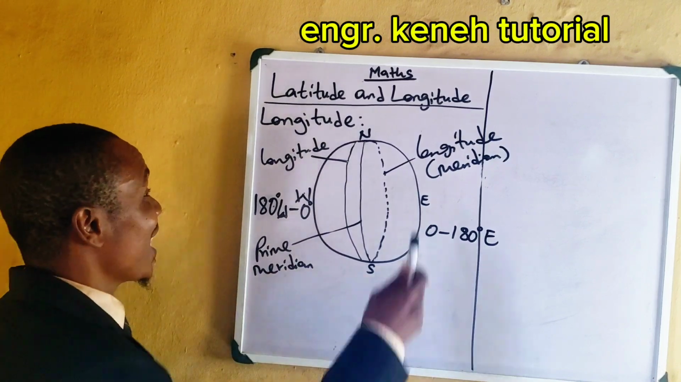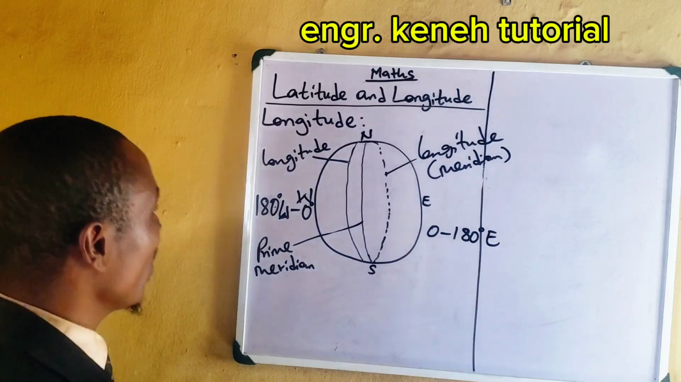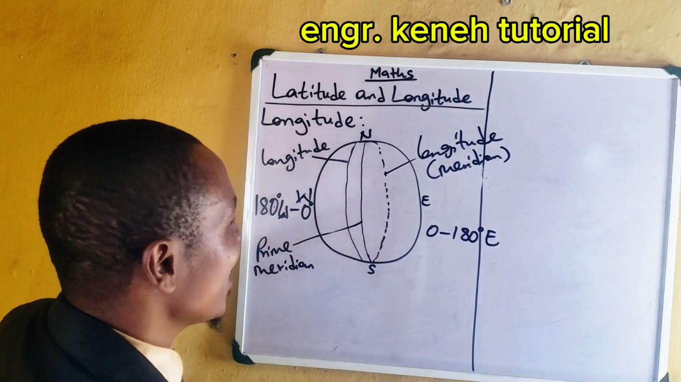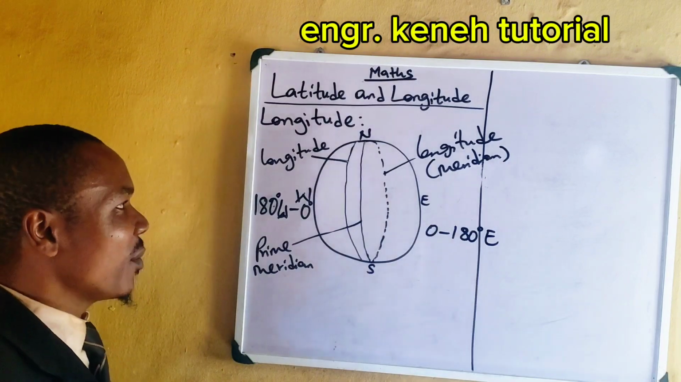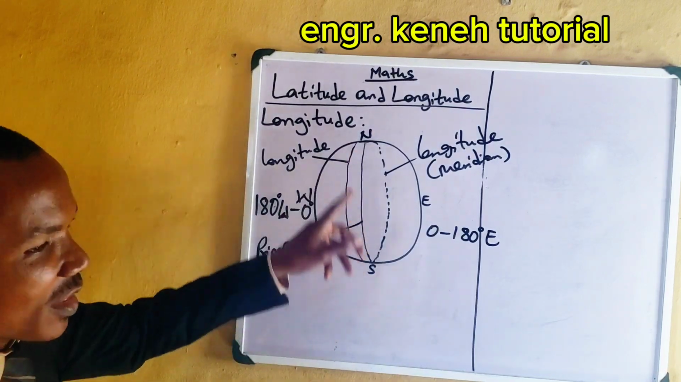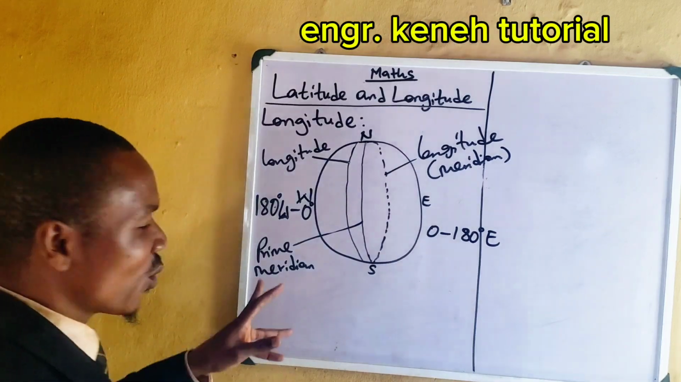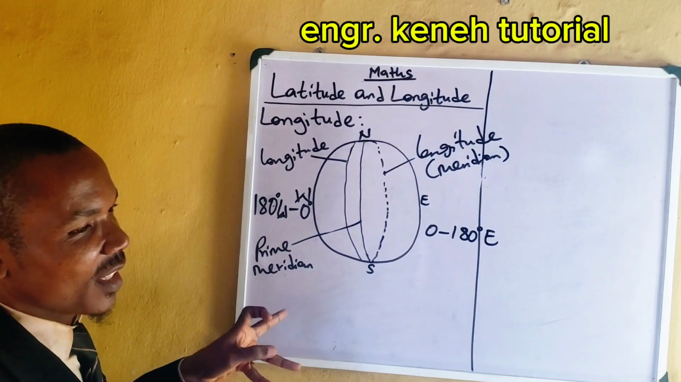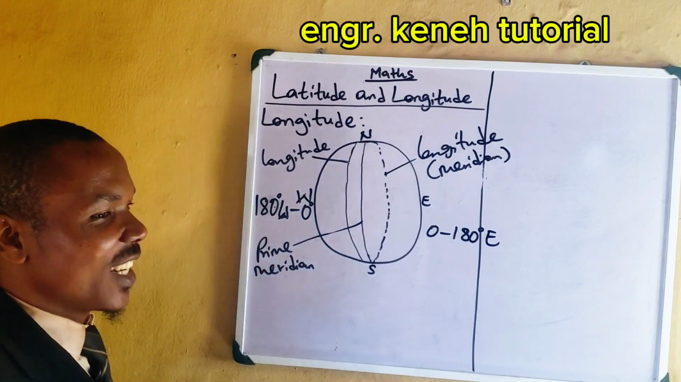So remember, I said that every longitude can also be called what? Meridian. Is it clear? Whether it's going towards the east or going towards what? The west. It can be called what? Meridian. But this prime one, this main one that is acting as a reference, that is what we call what? Prime meridian. And every other longitude should be in reference to that. Is it clear?